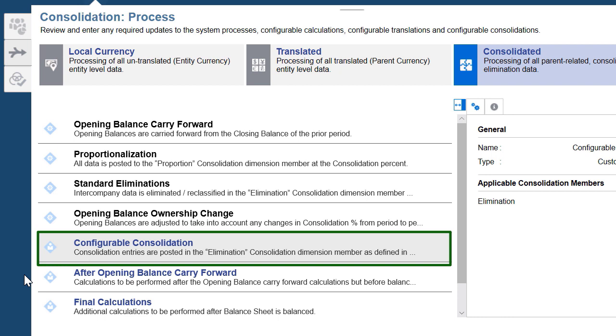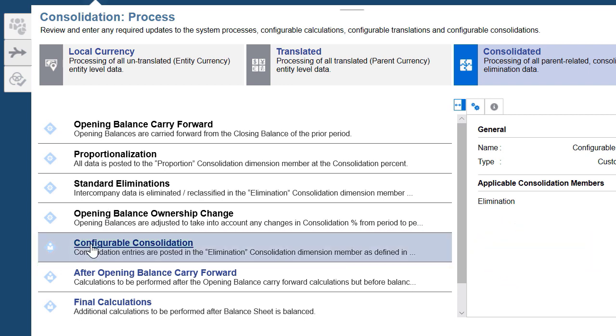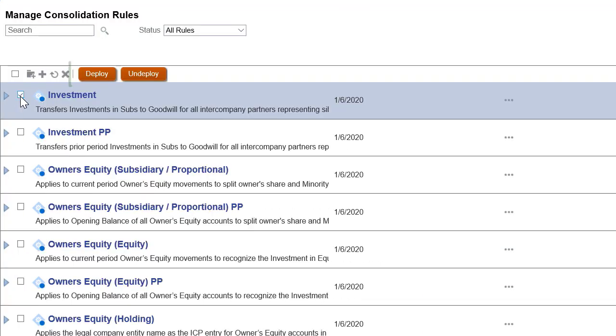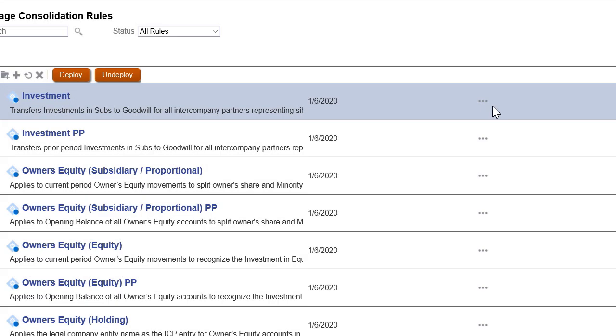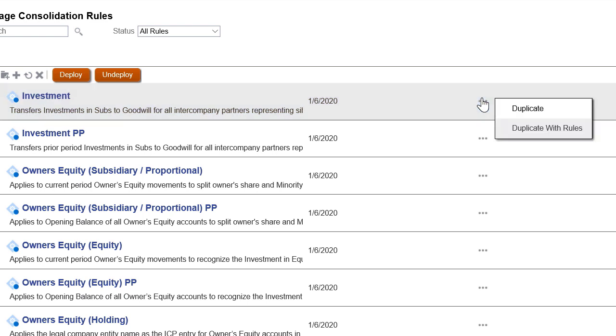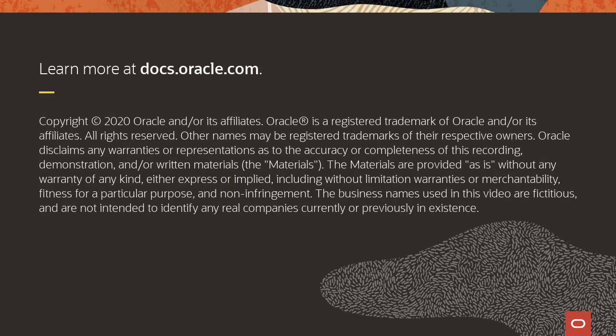Seeded consolidation rule sets are sample rule sets that are designed to meet general consolidation requirements. You can deploy them as they are or modify them to suit your specific needs. To modify a rule set, create a copy of it and then modify the copy. The modified rule set can then be deployed. To learn more, visit docs.oracle.com.